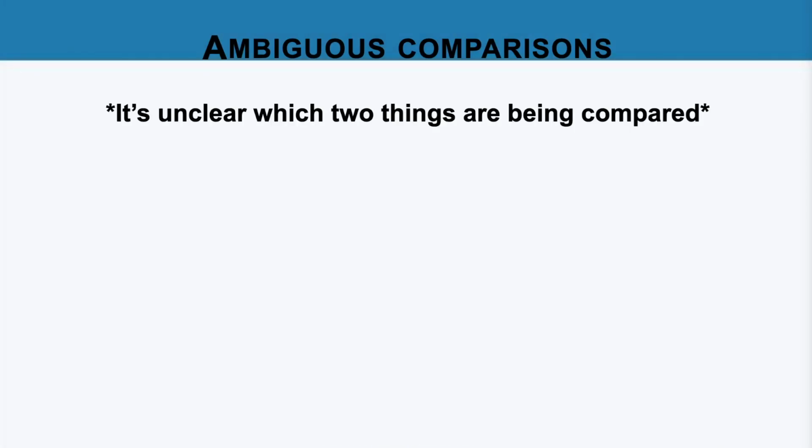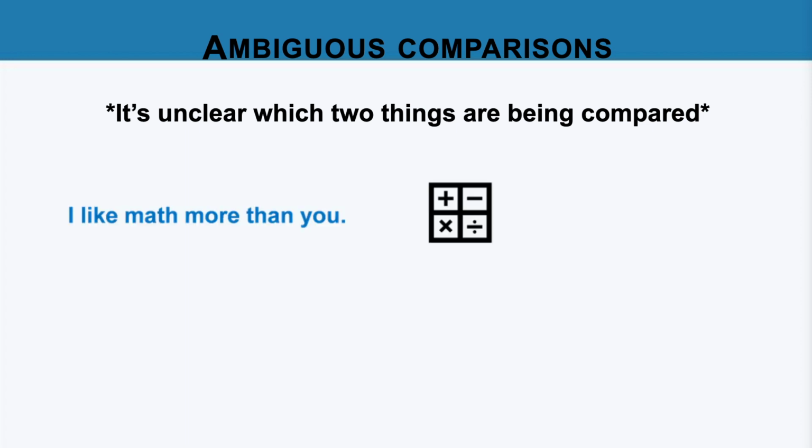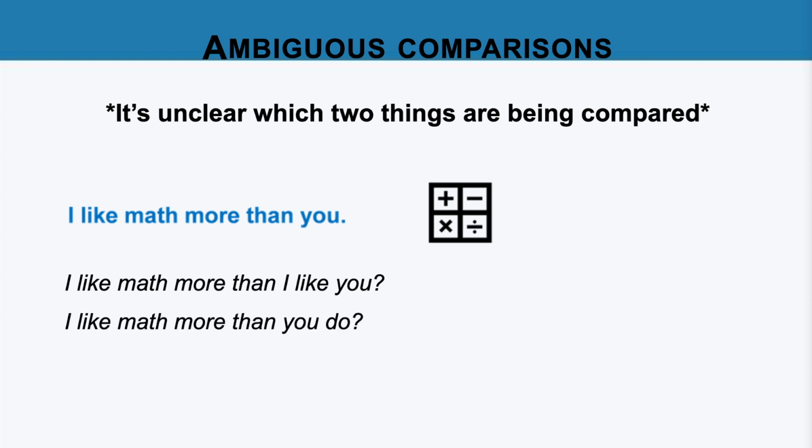This happens when you're not really sure which two things are actually being compared. So I might say, I like math more than you. Sounds fine, right? But actually, do I mean that I like math more than I like you? Or do I mean that I like math more than you do, more than you like math? In this first sentence, we don't know. I could mean either of those things, so it's not going to work because it's lacking clarity. It would have to say, I like math more than I like you, or I like math more than you like math, to be clear.